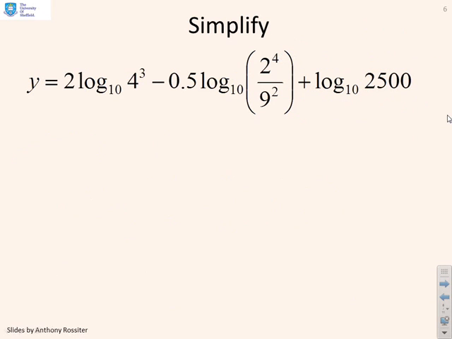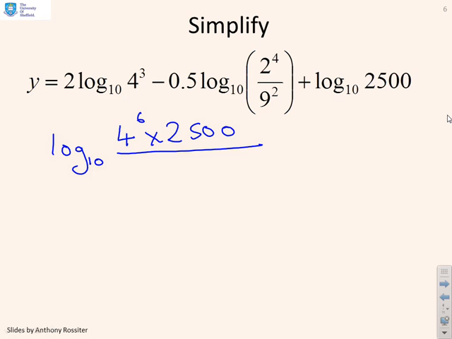What about this one? Now this one looks perhaps a bit messier, and you've got a combination of wanting to use the power rules and the product rule and the quotient rule, but if you just keep a clear head, you'll see it's relatively straightforward. So what I'm going to do is put everything in a single log, just using the product and the quotient rule. So log 10, 2 log 10 of 4 cubed gives me 4 to the power 6. Log 10 of 2,500, so I'm simply multiplying by 2,500.